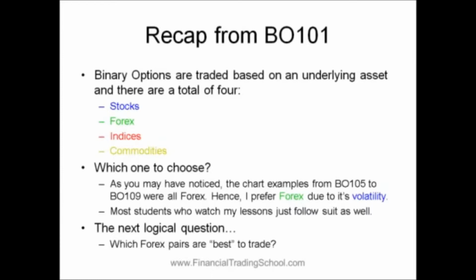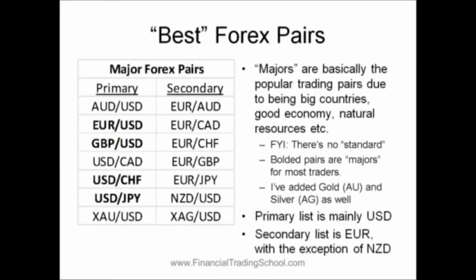So the next logical question is, which Forex pairs are quote-unquote best to trade? So the best quote-unquote Forex pairs are the majors. And these are basically the popular trading pairs due to being big countries, or they're good economies, or they have high interest rates or low interest rates, or whatever the case may be for the economy, or they have natural resources, so they have a high GDP, or they're manufacturing or producing a lot of metals or oil or whatever it is. And just an FYI, there's no standard when it comes to majors, but most traders, if you talk to Forex traders, would agree that there are about 4 majors, and these are bolded.